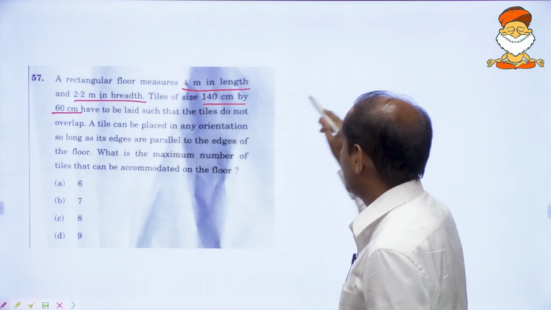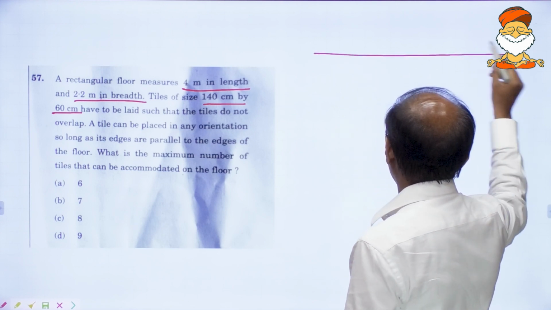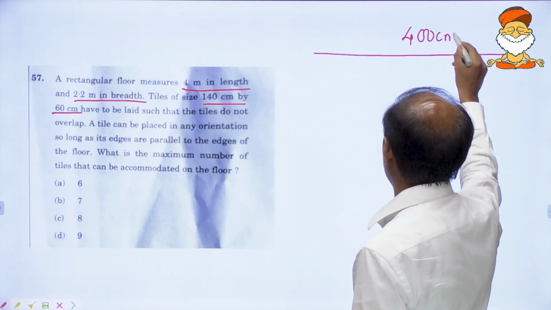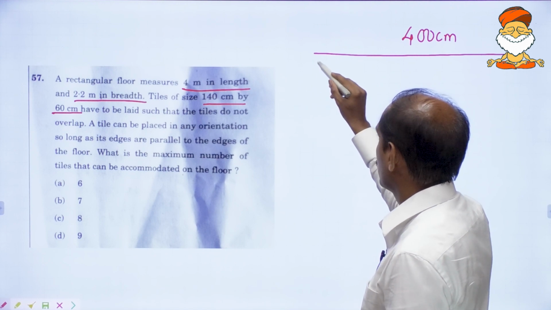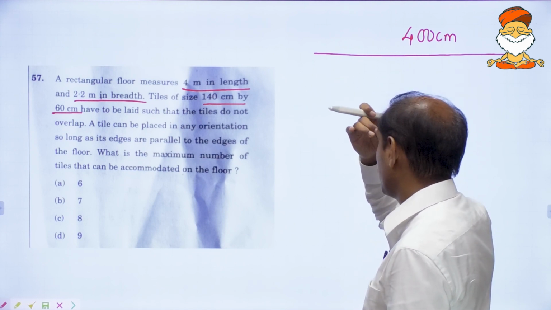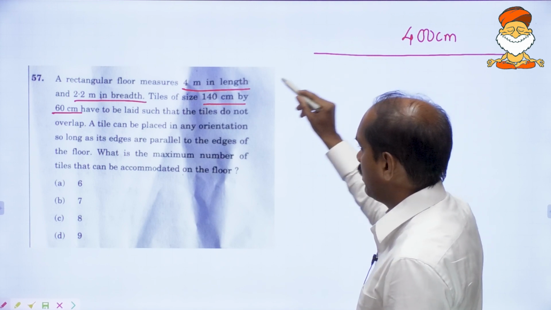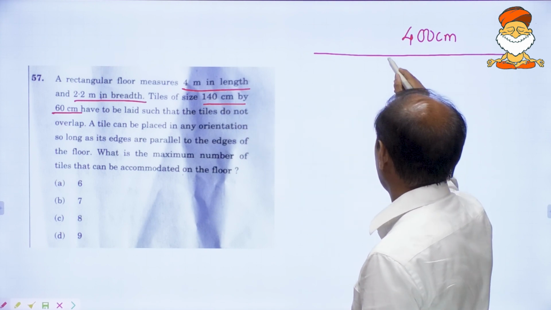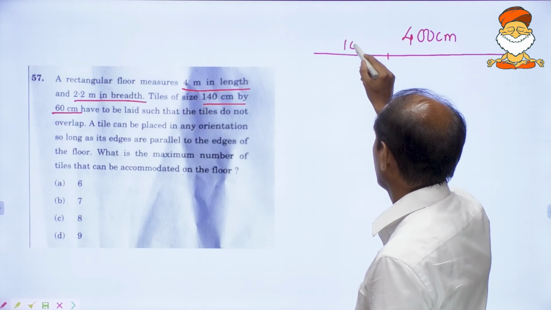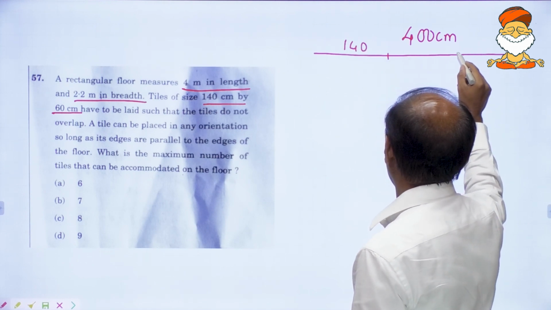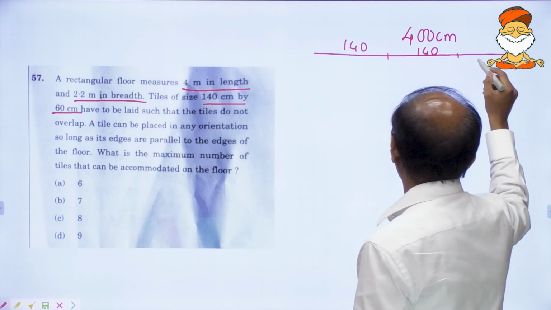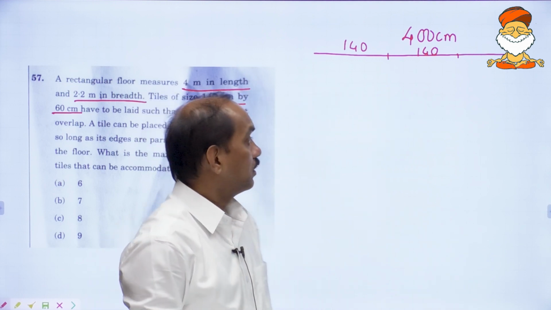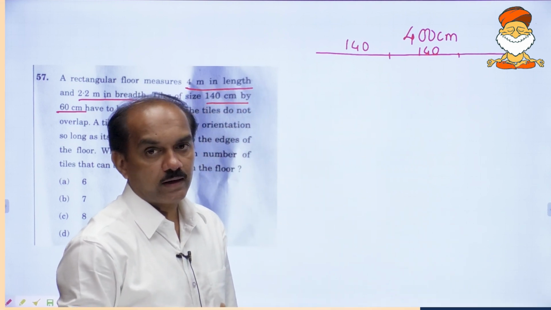So this is 4 meter. 4 meter means 400 centimeter. And coming to the tiles, it is 140 centimeter. From here to here 140. From here to here 140. And then 140, 140, 280 is over. 280 is already over. Still we have got 120 centimeter.